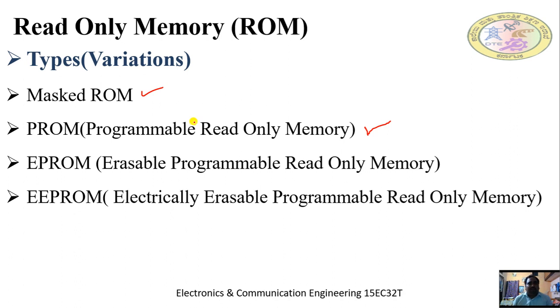The next two versions, where the erasing option is also available, are EPROM and EEPROM. In case of EPROM, the erasing is done by exposing the chips to ultraviolet rays, and they have to be physically removed from the socket where they are inserted. The next version is EEPROM, where the erasing is done through electrical pulses. So in both these cases the erasing option is available, but they use different technologies.